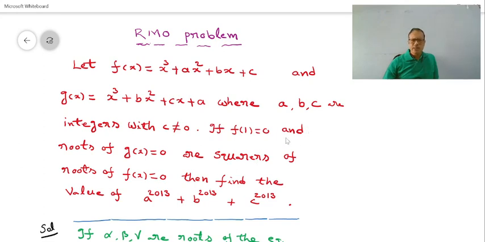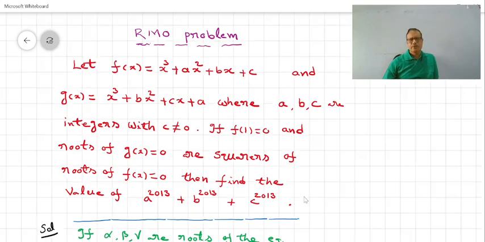And what is given another one? So g of x is x cube plus bx square plus cx plus c. Okay. The roots of g of x is equal to 0 are squares of the roots of f of x is equal to 0. So you assume 1, alpha, beta are roots of f of x equal to 0. Then the roots of g of x, 1 square, that is 1, alpha square and beta square, are roots of g of x is equal to 0.